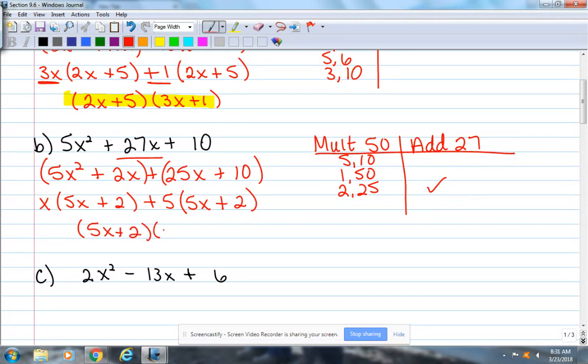5x plus 2 and x plus 5. And quick check, it's 5x times x, 5x squared. It's 2 times 5, 10. All right. Questions so far?